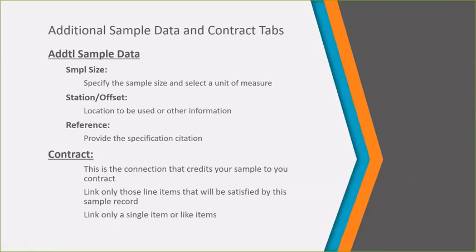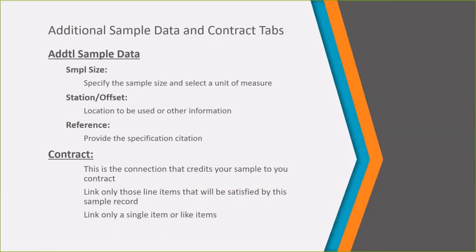Other tabs that you're going to want to visit when you're creating a sample record for UMA. Although not required, you're welcome to visit the additional sample data tab. You can provide us with information about sample size, station and offset, reference information. This is additional information that you can use to track this material back. The contract tab is always someplace that you want to stop in order to get credit for this sample so that it is linked to your material. This contract tab is how you get credit on your contract for documenting this material.